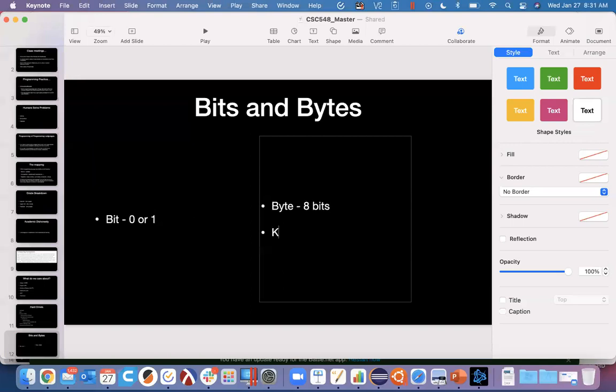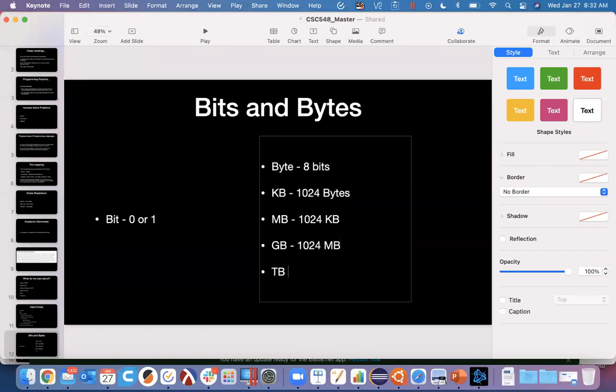What's a kilobyte, with a big B? It's 1,024 bytes. What's a megabyte? 1,024 KB. All right. A gigabyte is 1,024 megabytes. A terabyte is 1,024 gigabytes. Now, why is it 1,024 and not 1,000?